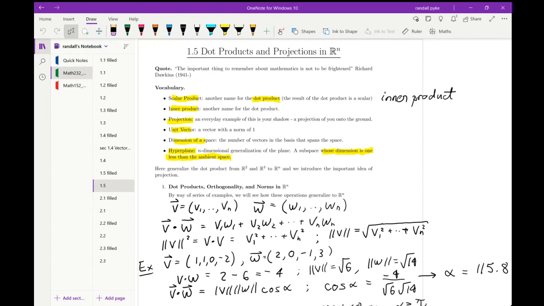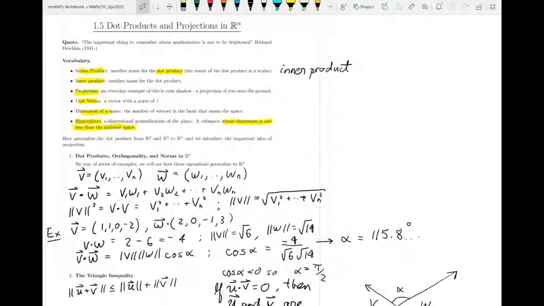So this is going to be a section on dot products and projections in Rn. In the previous lecture we extended our ideas of vectors in R2 and R3 to arbitrary dimensions Rn. We'll start off with extending the dot product to these vectors, and then a very important application of the dot product, which would be the projections.